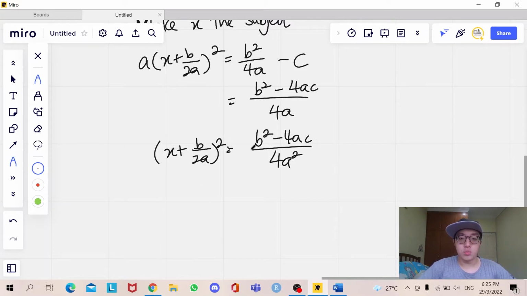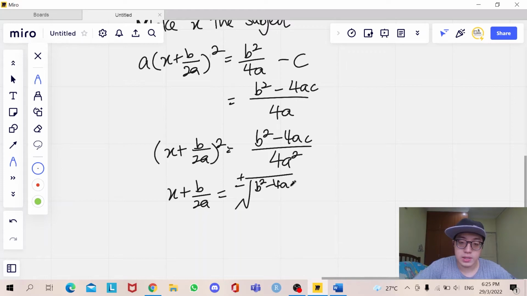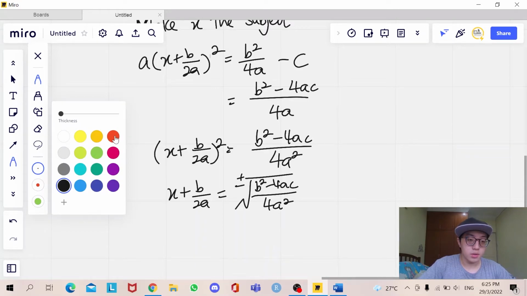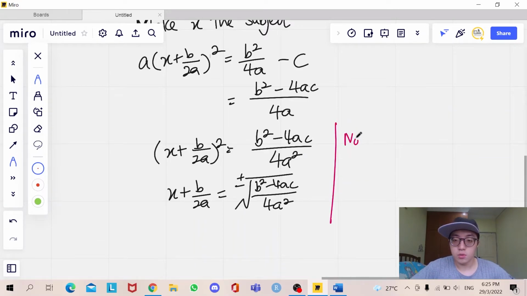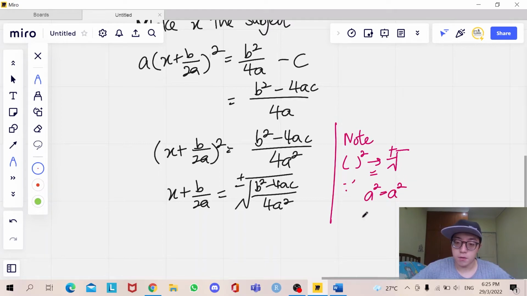Then the power 2, we bring it to the other side. x plus b over 2a is equal to square root, plus minus, you need to remember square root is always plus minus, of b squared minus 4ac over 4a squared. A little note here: when you square root over to the other side, it will be plus minus, because a squared is equal to a squared, obviously, and negative a squared is also equal to a squared. So wherever you have a square root, you must always put plus minus.